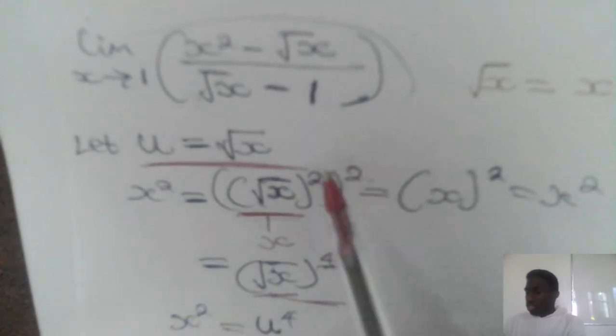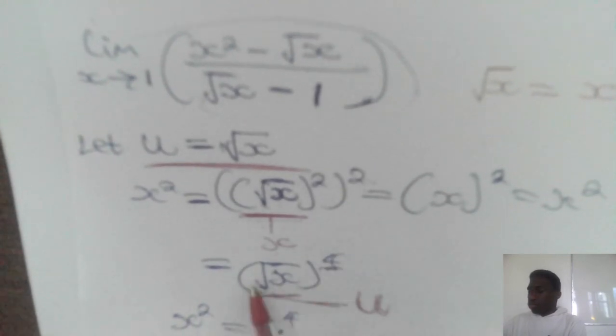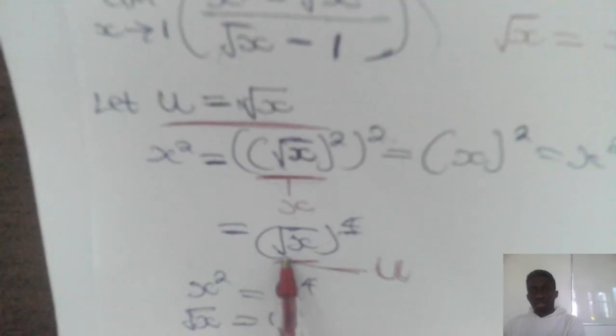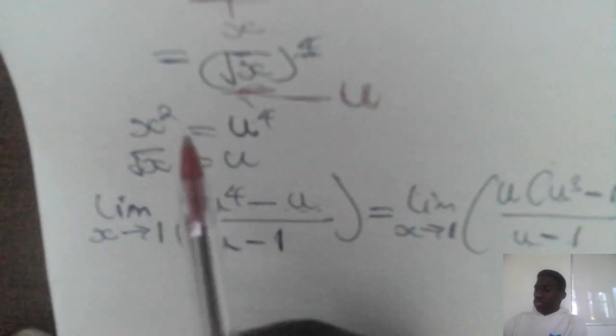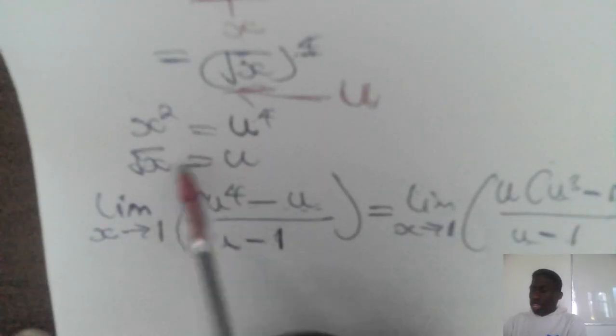From the law of indices, you can multiply these 2 powers, 2 times 2, and you get 4. So we have x squared being equal to the square root of x to power 4. And since we said that u is equal to square root of x, it means that x squared is equal to u to the power 4. So the square root of x is just u. So we have u to the power 4. So we have two substitutions here: x squared is equal to u to the power 4, and square root of x is equal to u.